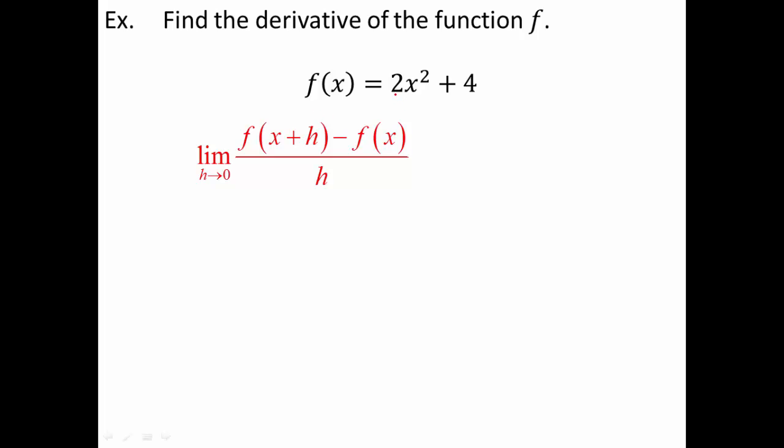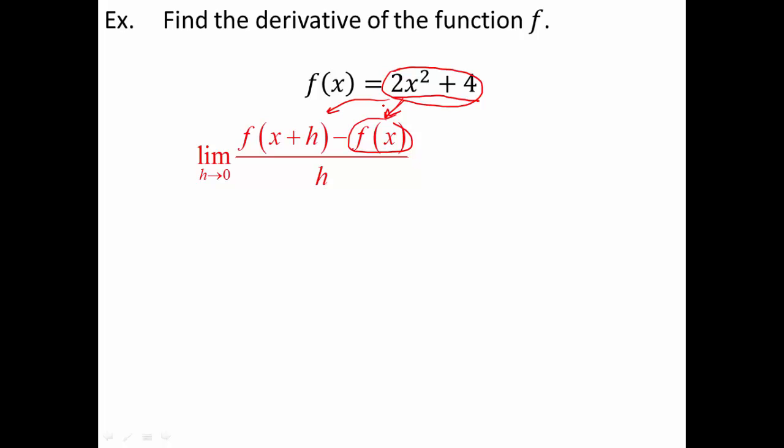The key is now to take the given function, 2x squared plus 4, and plug it in to the two separate parts of the numerator. Now, of course, this part right here is going to be fairly straightforward. It's just going to be 2x squared plus 4, exactly as I see it here. I'm going to plug it in right here.